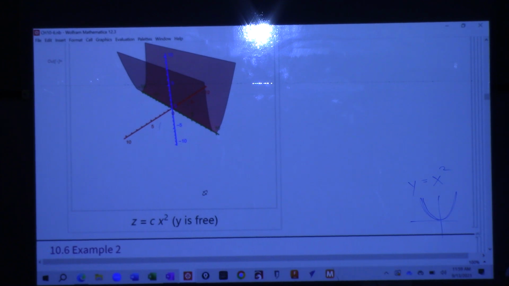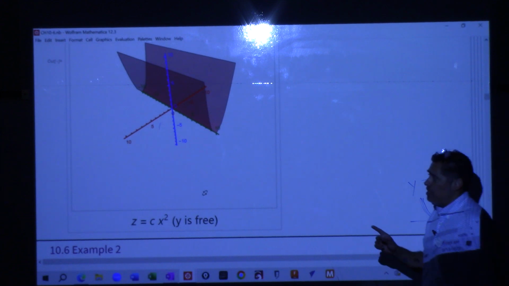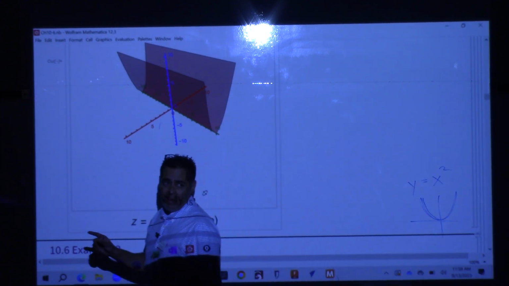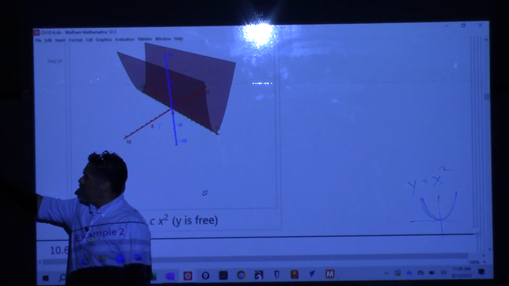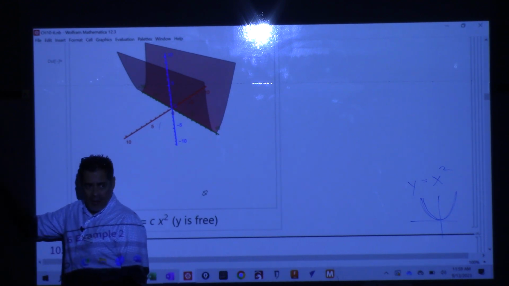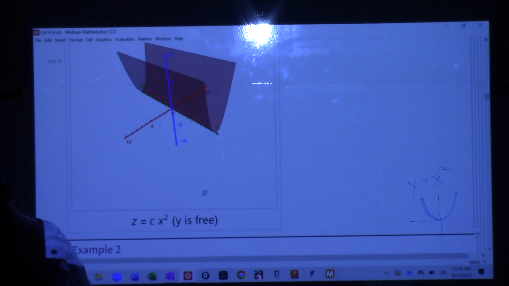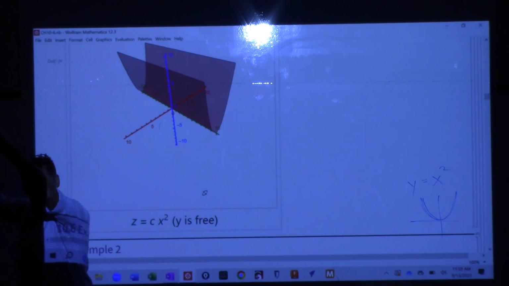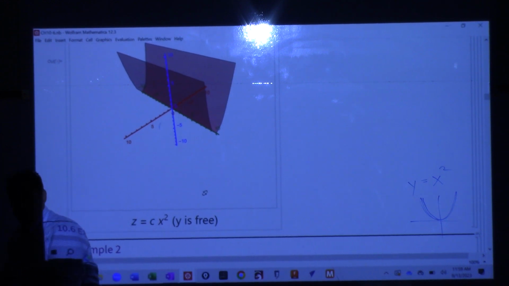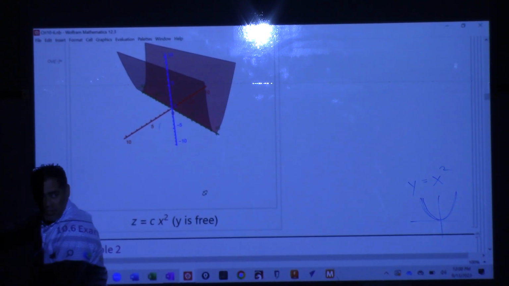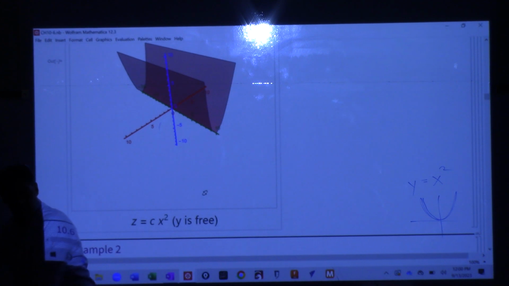Sir? Yes? Why is it important to know which variable is free for these cylinders? Because it tells you which axis the cylinder is going down. So this right here is a cylinder that when you draw it, since x, y are here, that means in the xy plane, it's a circle, right? And then the z is free, so that circle goes up and down. So the cylinder looks like this, as opposed to being turned on its side and going this way. Is that what you're asking?